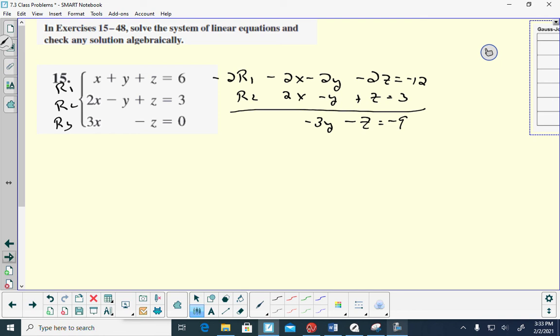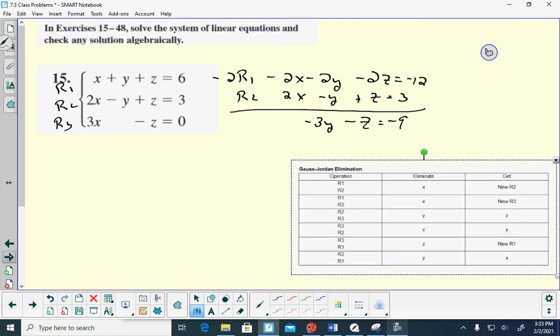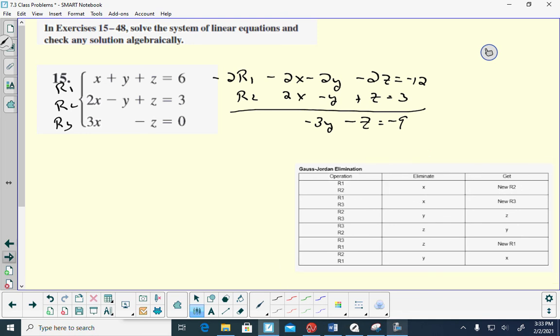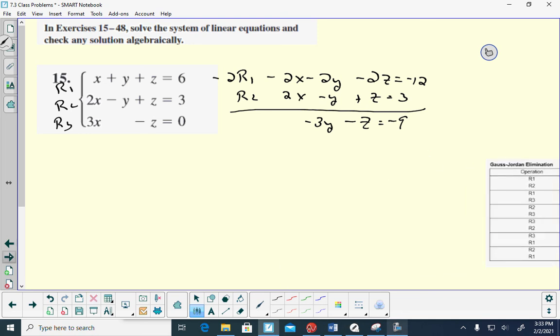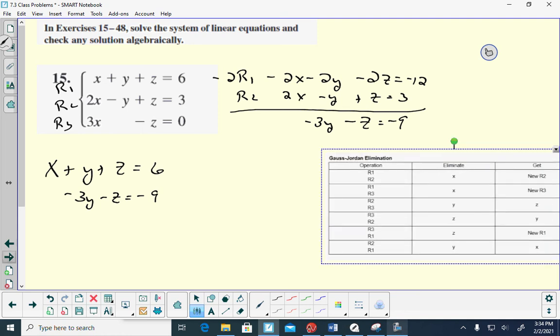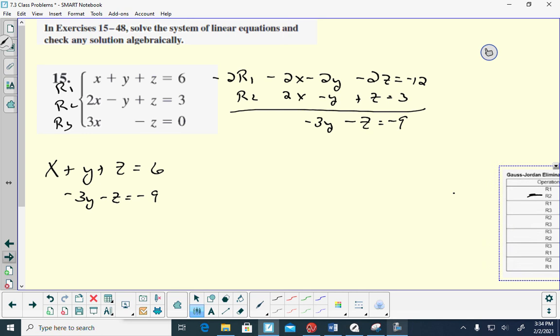So if I'm looking at this chart, I did row 1 and row 2 to eliminate the x, and it's telling me that it's a good idea to put that as my new row 2. So I'm going to do that, and I'm going to sort of have a running tally over here. So I'm leaving row 1 alone right now. That's going to be my new row 2. And then if I'm following this chart, I'm going to do row 1 and row 3 to eliminate the x, and that's going to be my new row 3. So I'm going to do that now.